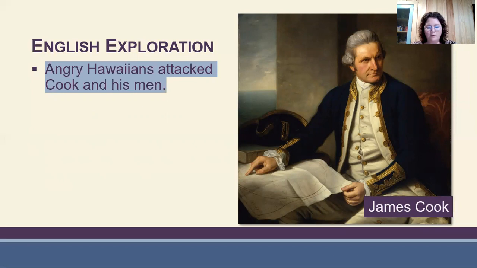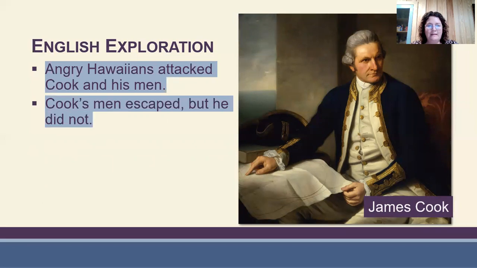After some Hawaiians stole tools in a canoe, Cook tried to take an old chief hostage. However, a mob of angry Hawaiians attacked Cook and his men. Cook's men escaped, but he did not. The furious Hawaiians beat Cook to death with their war clubs.